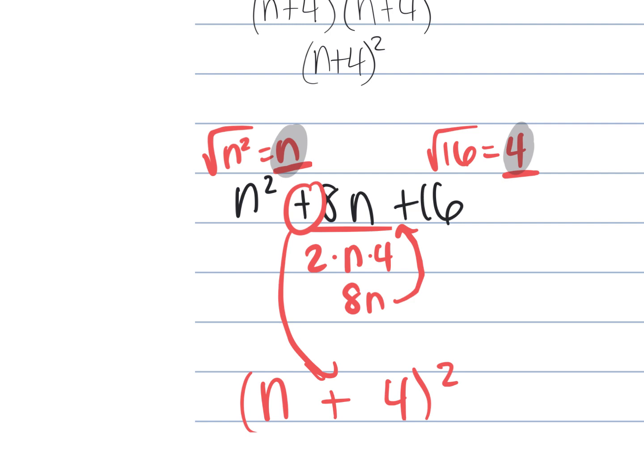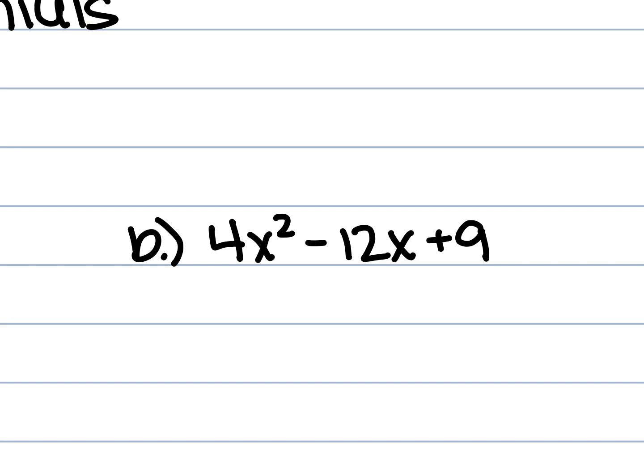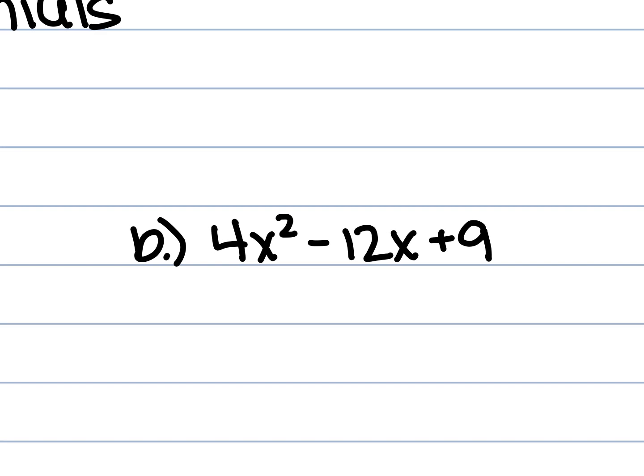So, how many people found that this was more confusing than the original? It's not really confusing. Okay, give it a chance because it does save you a lot of time, okay? So let's do it on another one. First thing you have to make sure is that your first and your last terms are perfect squares. What's the square root of 4x squared? 2x. What's the square root of 9? 3.